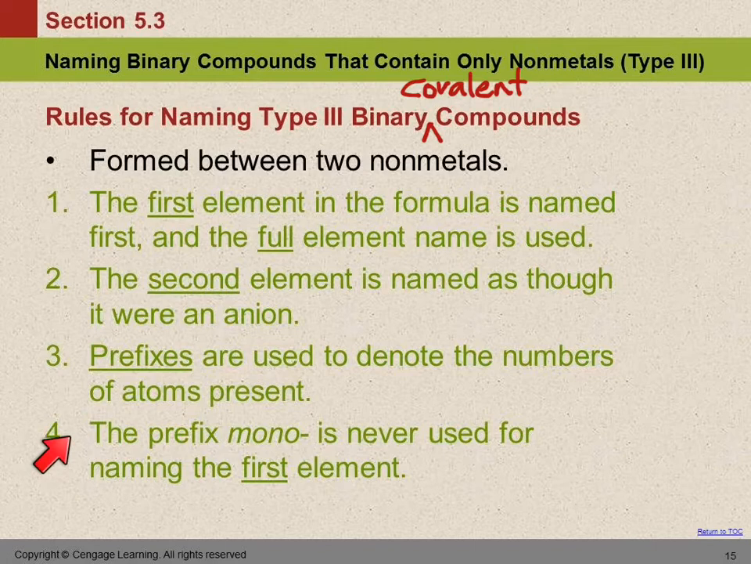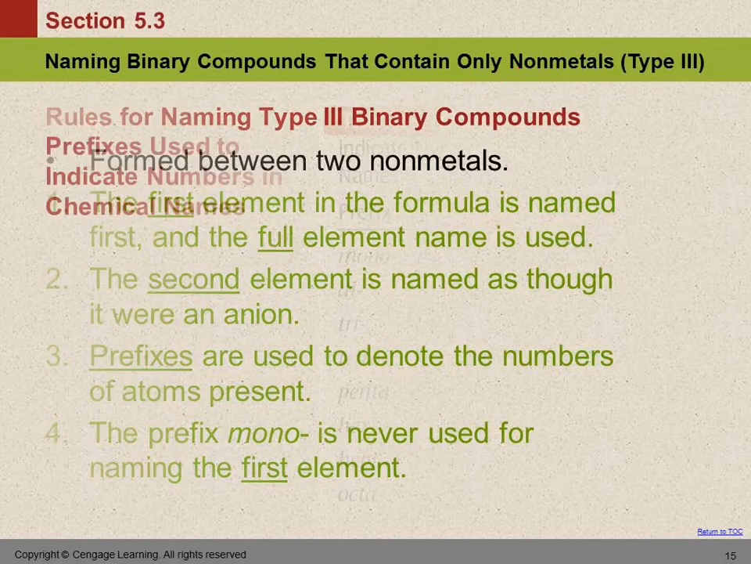So the prefix mono means one, but we never use that on the first element. If there's one of the first element, we leave the mono off. And it kind of falls into that pattern of ignoring the number 1. It's a good thing that the number 1 can't sue chemists because he would have a pretty good case.